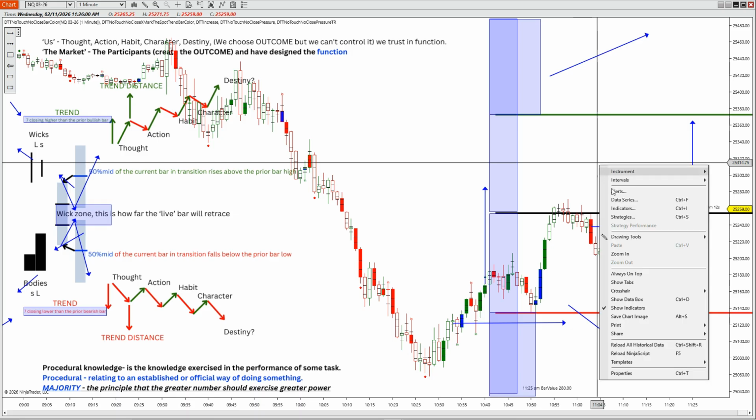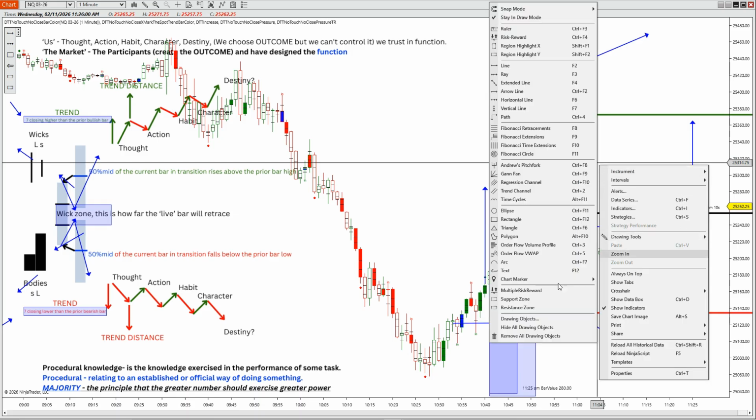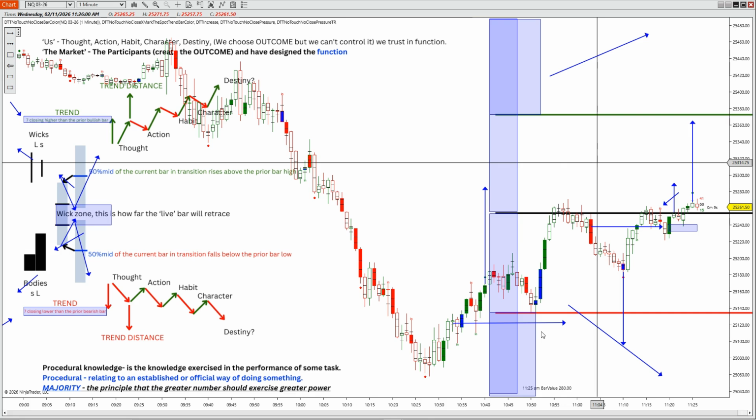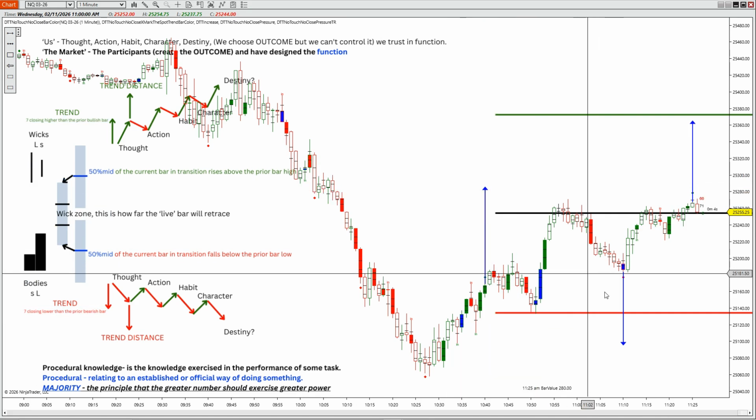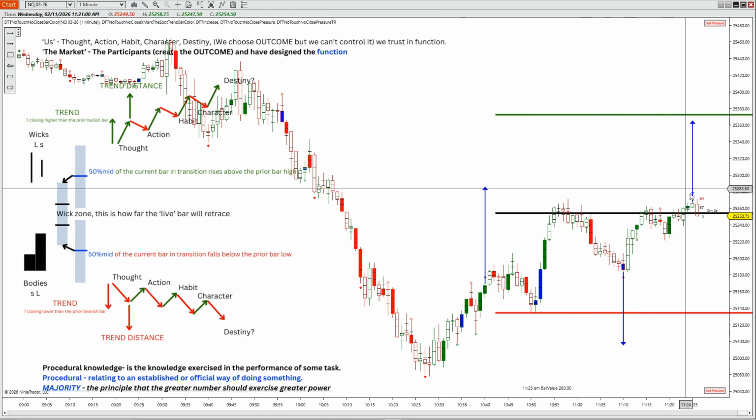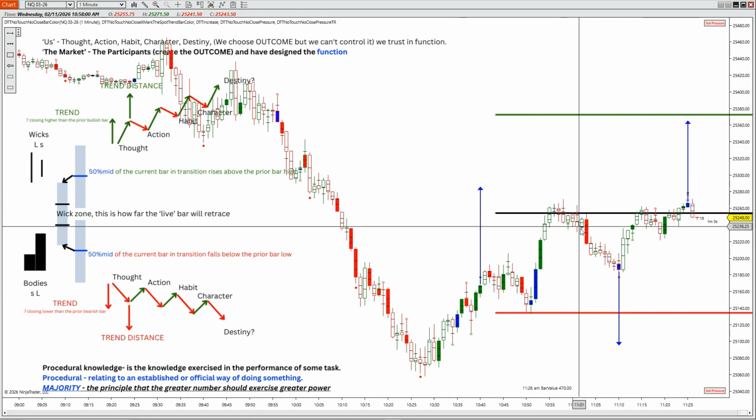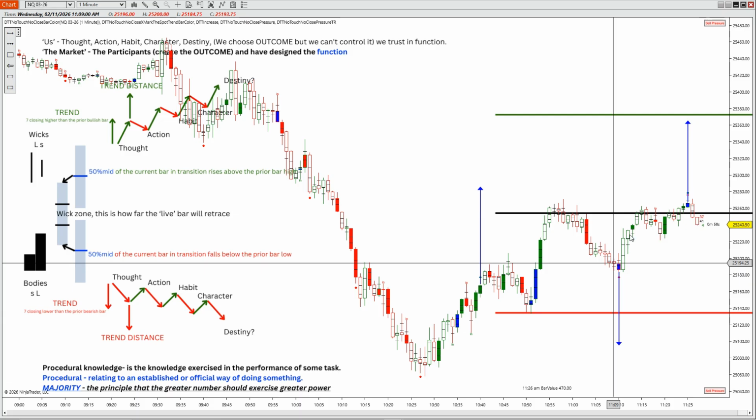So let me remove some of this information here. I don't want all of this stuff on the chart. So let me just remove some of this stuff. Now they had a trend down. Clearly, they just ran this one over. So this one didn't work. That one didn't work.